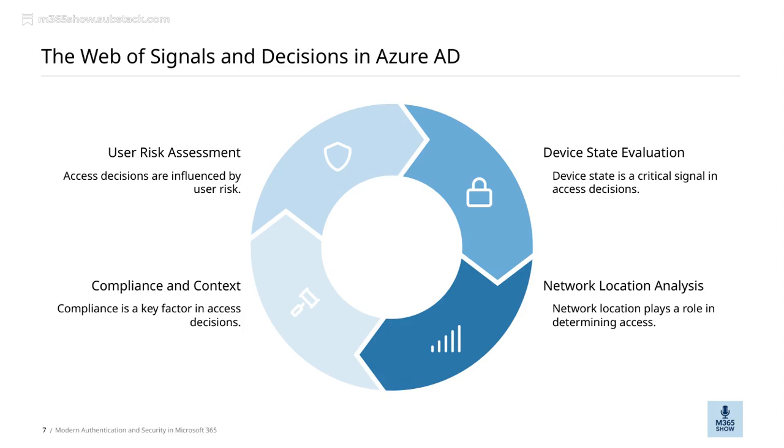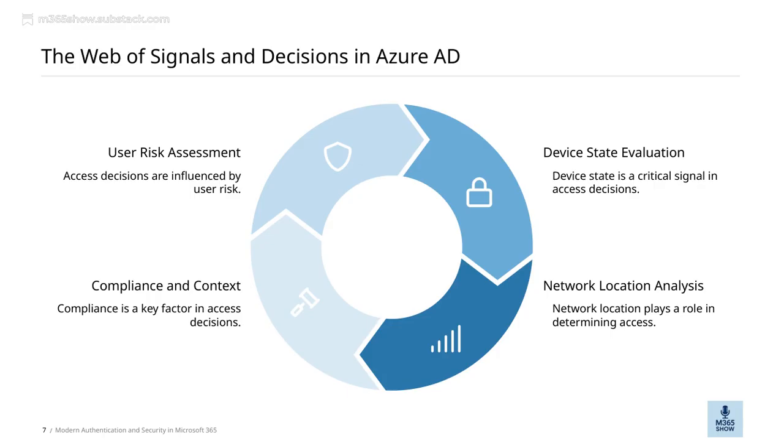Moving on, compliance and context play a crucial role in how access is granted or denied. Compliance requirements, like regulatory standards, are integrated into the decision-making process, ensuring that access aligns with organizational policies and legal obligations. Next, we have device state evaluation. The state of the device, whether it's compliant, secure, or potentially compromised, serves as a critical signal. A trusted device can facilitate smoother access, while an untrusted device might trigger additional security steps.